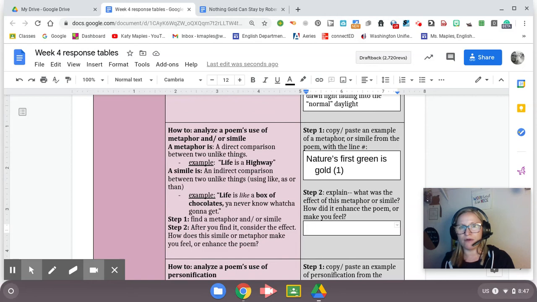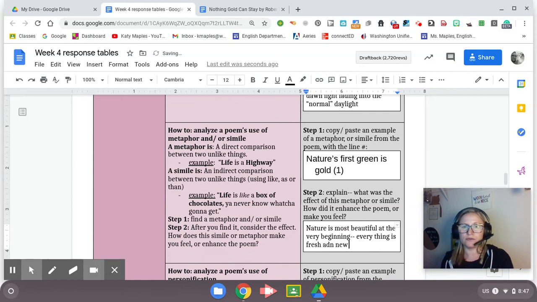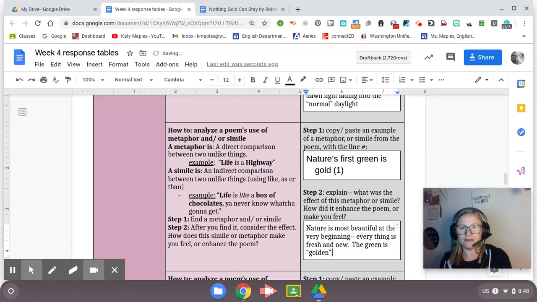So I'm going to say how nature is most beautiful at the very beginning. Everything is fresh and new. The green is golden in a metaphorical way.